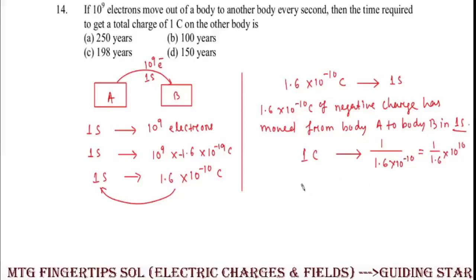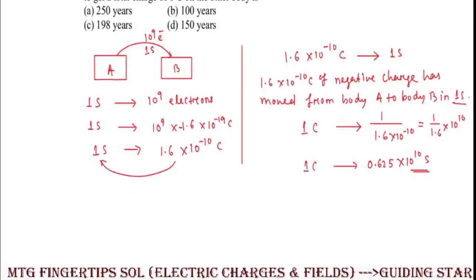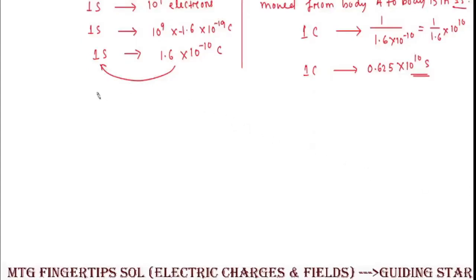So that means this 1 coulomb of charge will move from body A to body B in 1 by 1.6, so that 1.6, that will be approximately 0.625 into 10 to the power 10 seconds. So this will be the final answer. But okay, fine, here it is given in years, that means you have to convert that second into years. Clear? So we know in the general sense how you do that calculation.